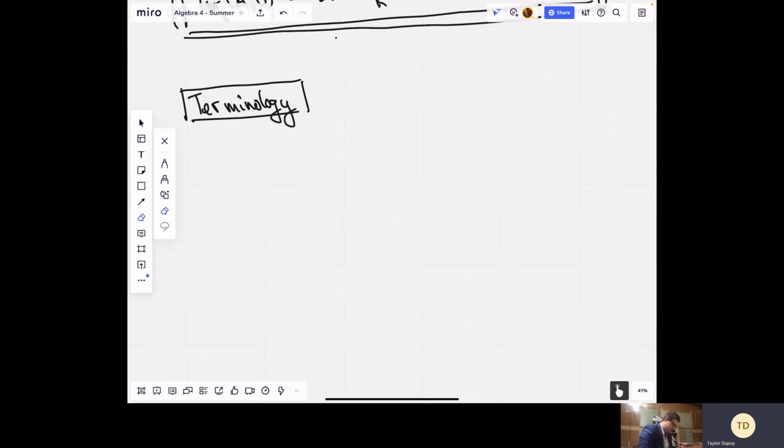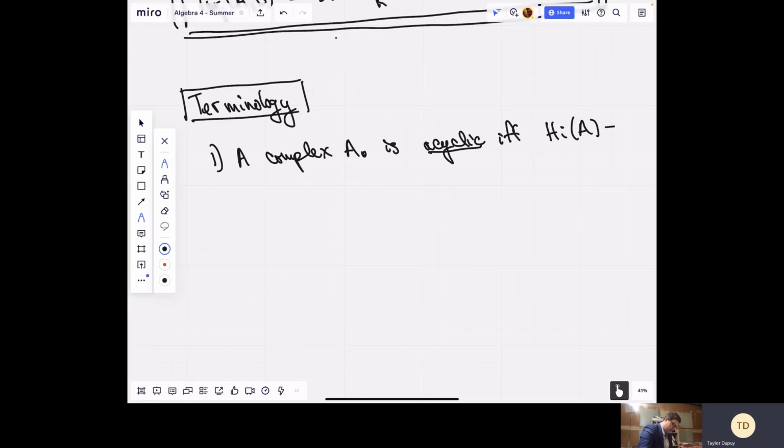So first, a complex A bullet is acyclic if and only if H_i(A) is equal to 0 for all i. Okay, and so I'm omitting the bullet here. Maybe I could put the bullet there if we want. I'm going to start omitting the bullets more.